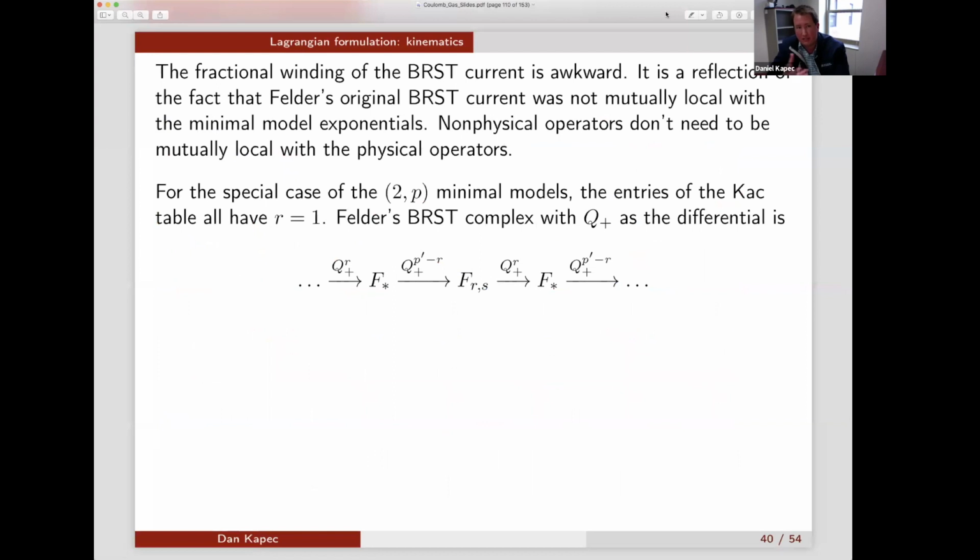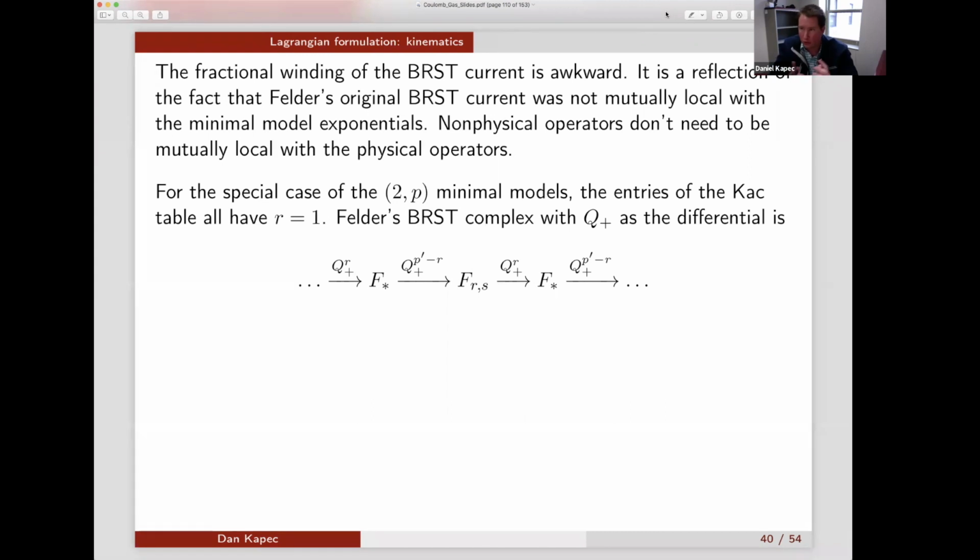So, to me, the fractional winding of this BRST current is awkward. It's really a reflection of the fact that Felder's original current was not mutually local with all of the minimal model exponentials. So that's why he needed multiple contours of this current in order to get a well-defined action of Q on the Fock space.